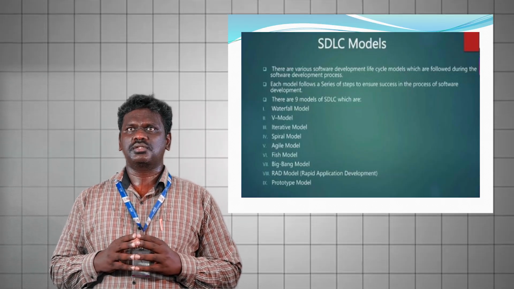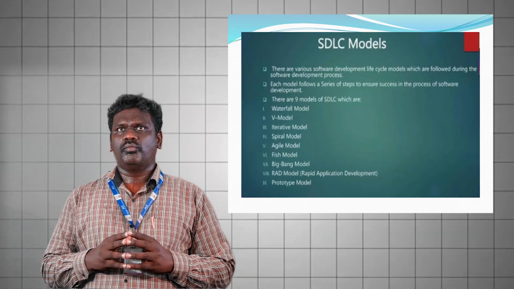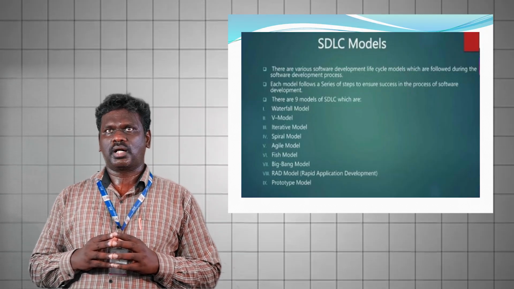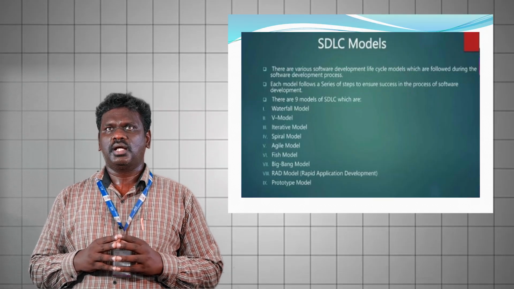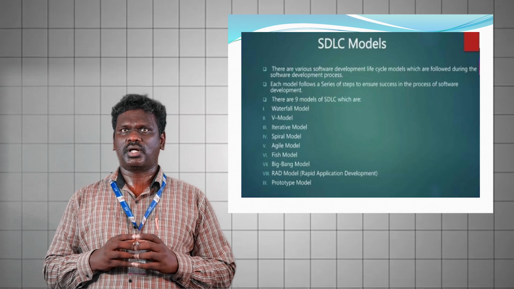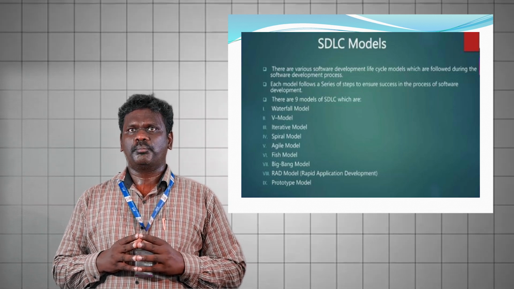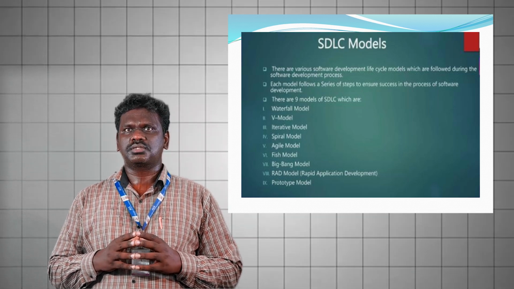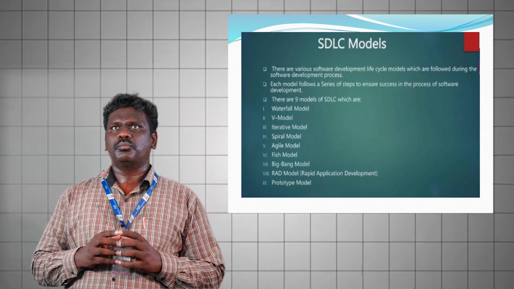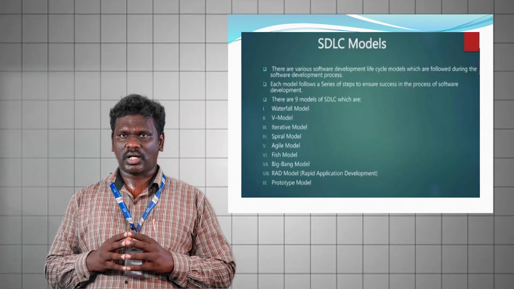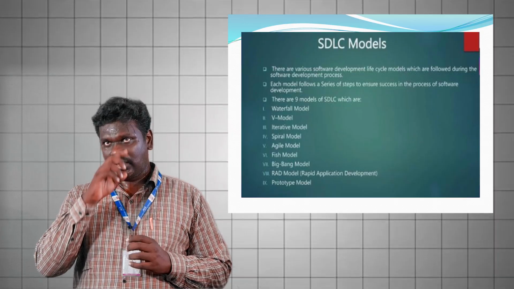There are 9 models of SDLC. They are: the first one is the waterfall model, the second is the V model, then the iterative model, spiral model, agile model, fish model, Big Bang model, RAD model, and prototype model. These are the most important SDLC models that can be used in software development.